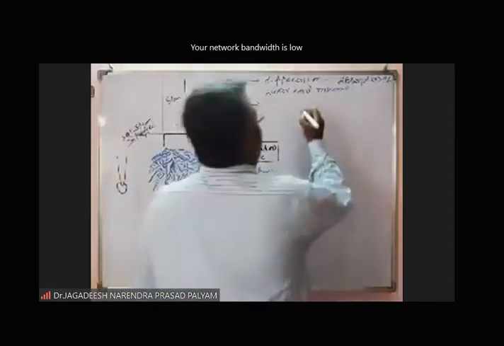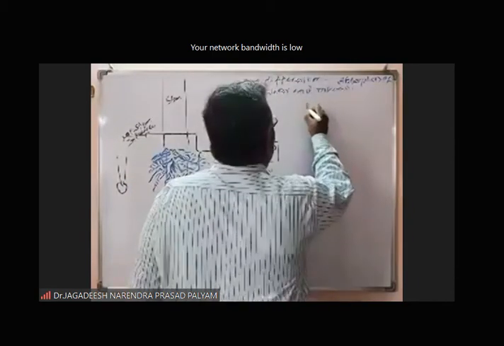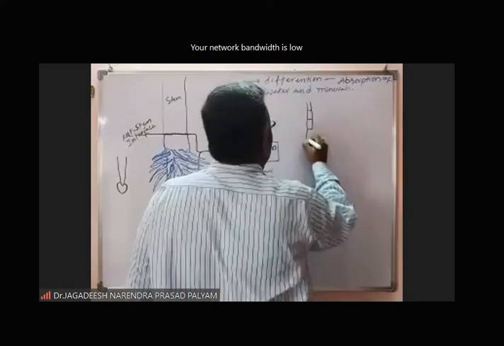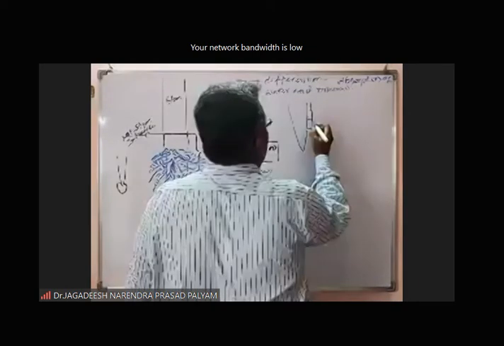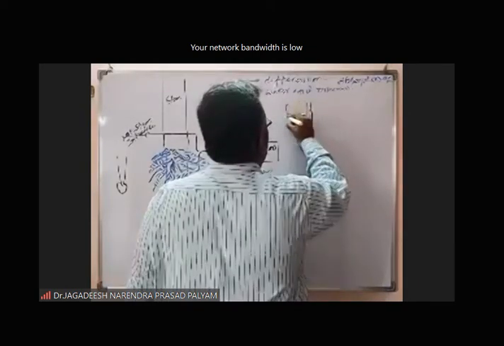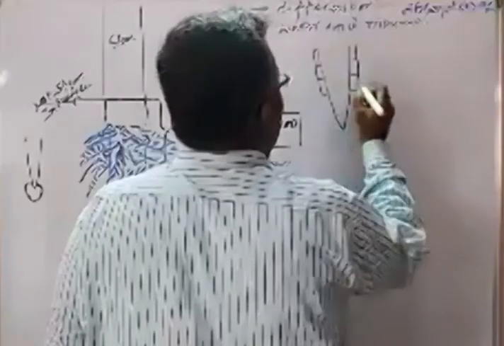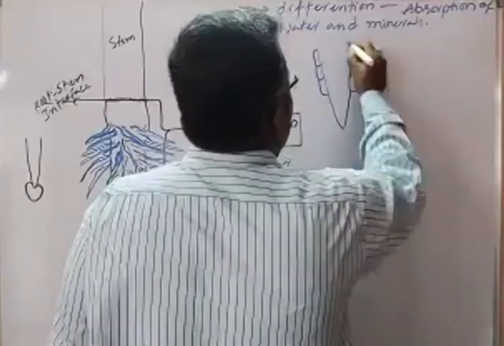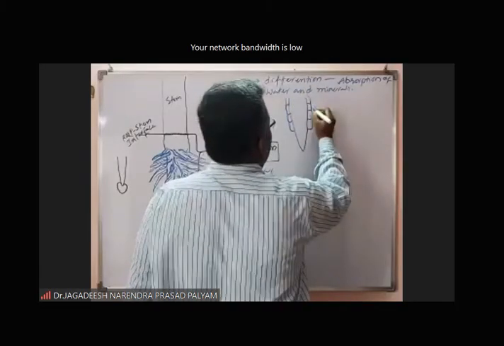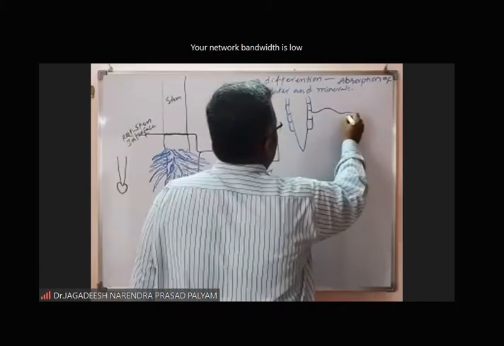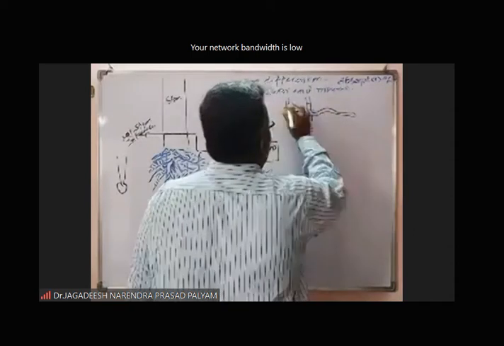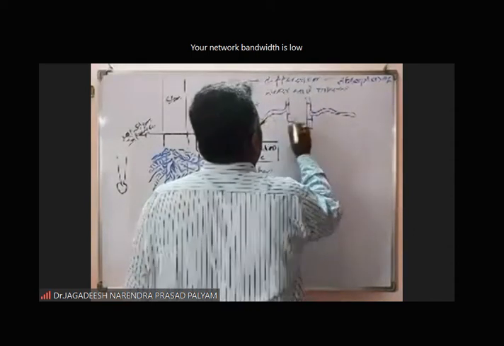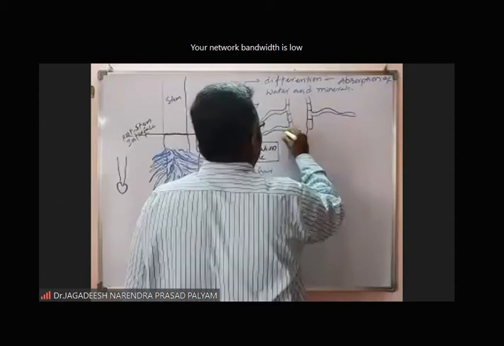See, think that this is the epidermis of the root. Some of the epidermal cells give very thin, fine, delicate tubular structures.